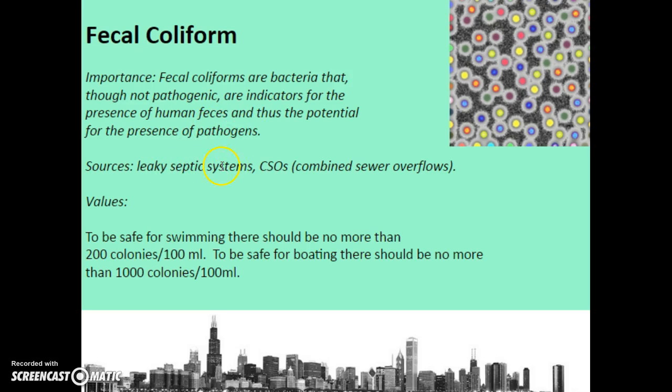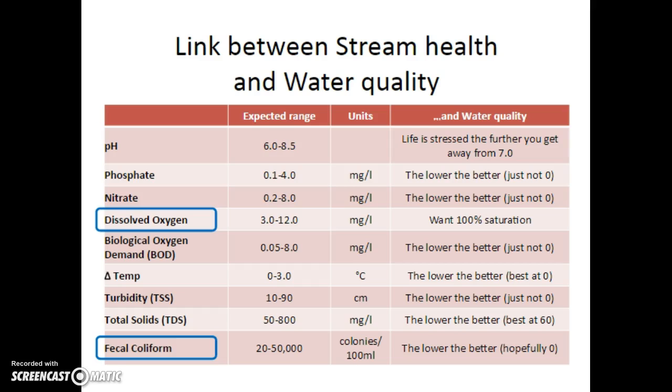These can be poor septic systems, and we can talk about combined sewer overflows. Sometimes the water goes directly into our riverways, and that's not good. And to be safe for swimming, there should be no more than 200 colonies per 100 milliliters. And really, we'll talk about this in an urban setting, and even a suburban setting, that coliform levels matter. They matter. This is what allows beaches to be open, even in Lake Michigan.